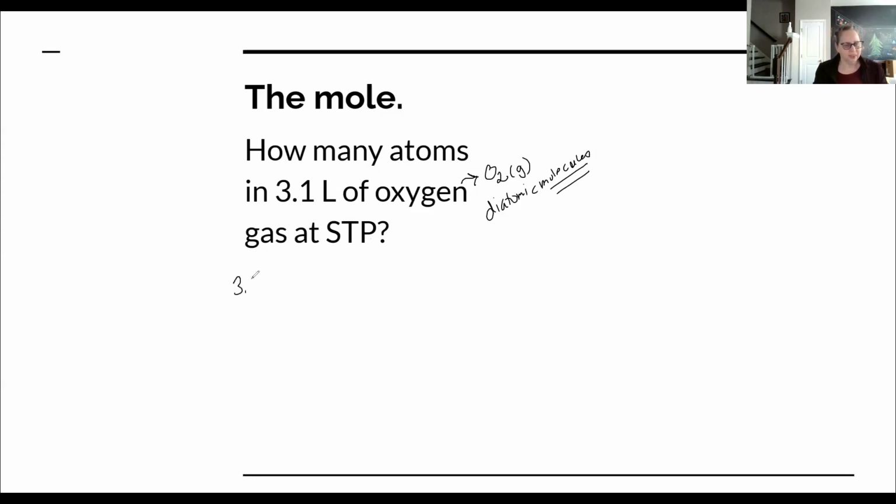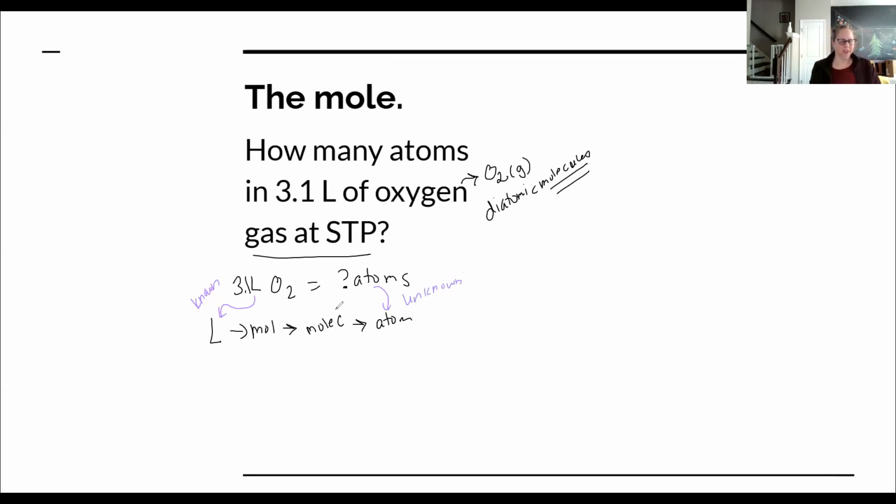Start back so you don't get confused. 3.1 liters of oxygen gas is equal to how many atoms? Set up your known and your unknown so that you can go through each step. Liters can go to moles if it's a gas at STP, it is. Moles can go to particles, but this is a molecule. So moles is going to go to molecules in this case, and then we can go to atoms. But our start point always has to be our known, and our endpoint has to be our unknown. We just got to make sure we fill in the right things.